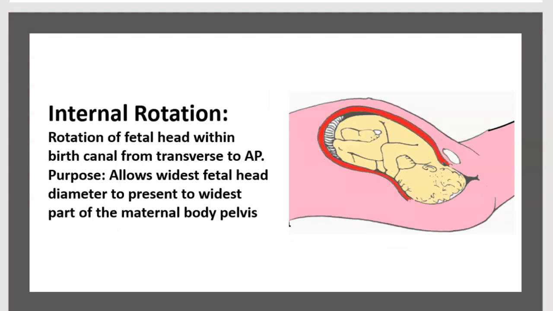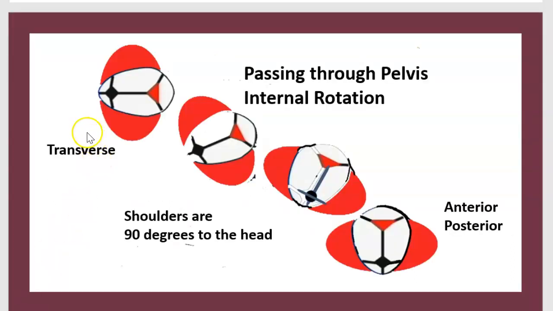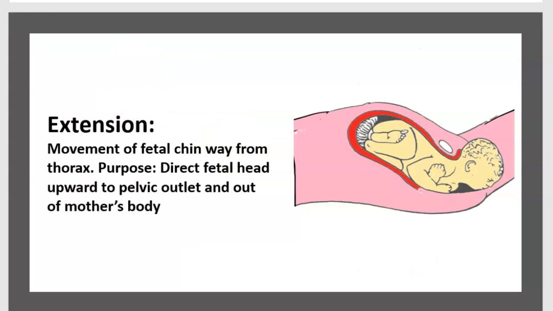Then internal rotation, rotation of fetal head within birth canal from transverse to anterior-posterior. Purpose, allow widest fetal head diameter to present to widest part of the maternal pelvis. Internal rotation, passing from transverse to anterior-posterior. Extension, movement of fetal chin away from thorax.